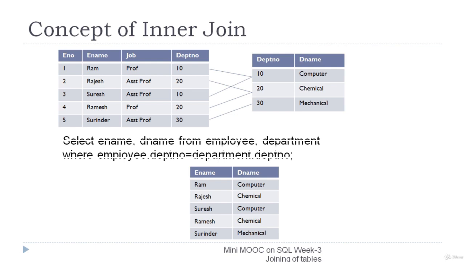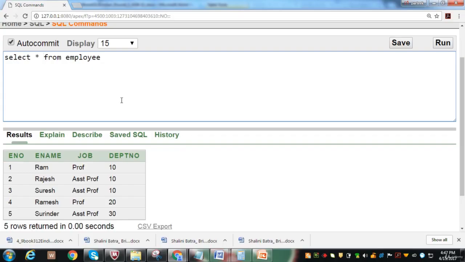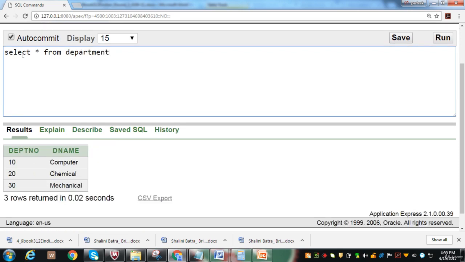The example which we have discussed earlier is a case of equi-inner join, because here the where condition is based on the equality operator. Let's execute these commands to understand the implementation of join. Here we have employee table with 4 columns: e-number, e-name, job and department number, and there are 5 records in this table. In department table, we have 2 columns, department number and dname, with 3 records, one for computer, another for chemical, and third for mechanical.